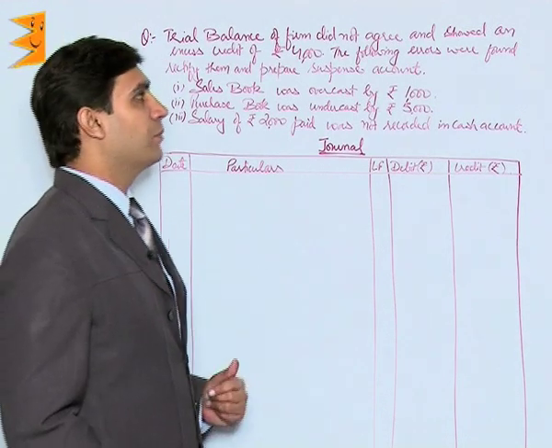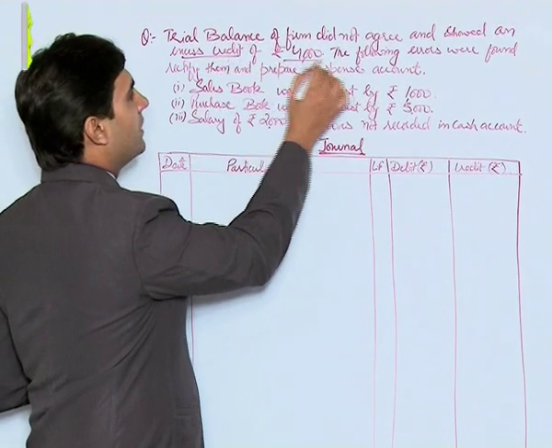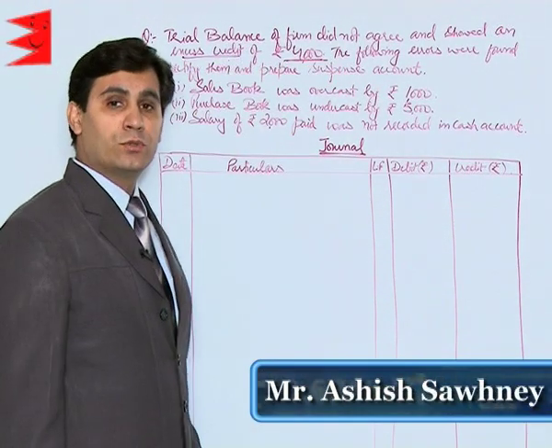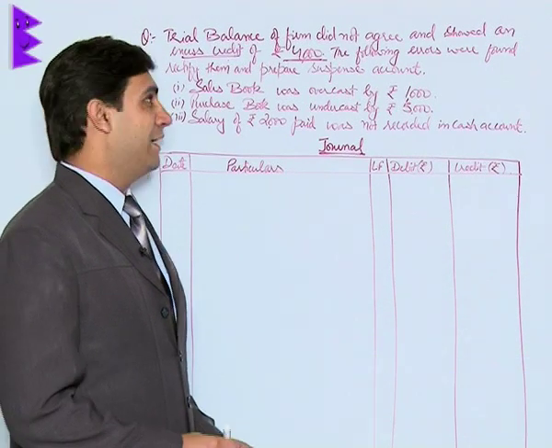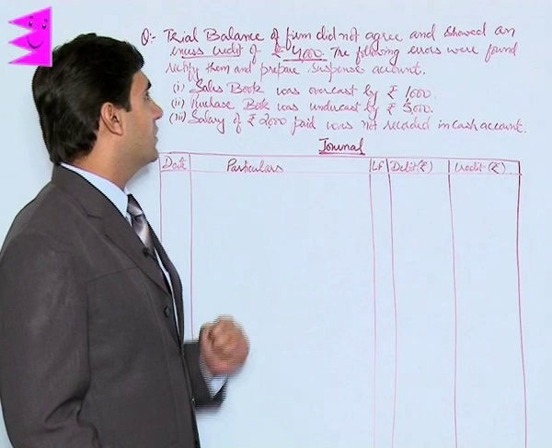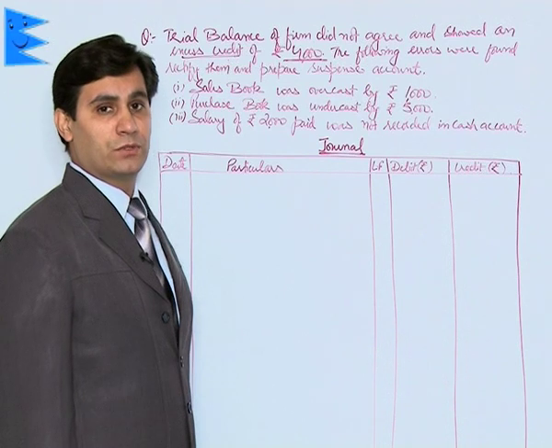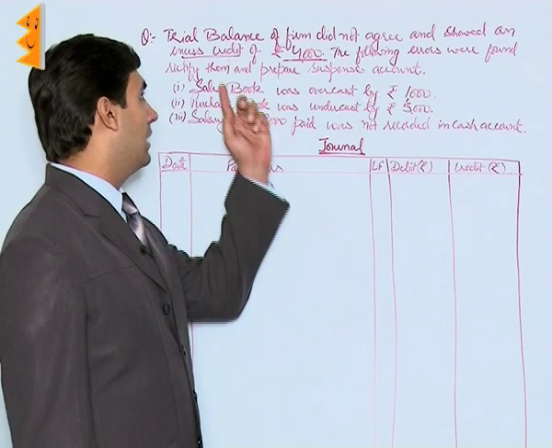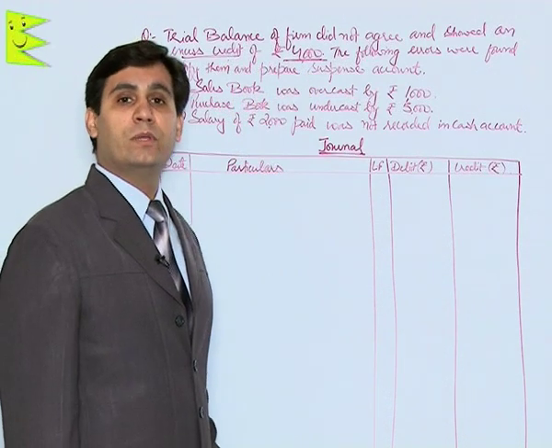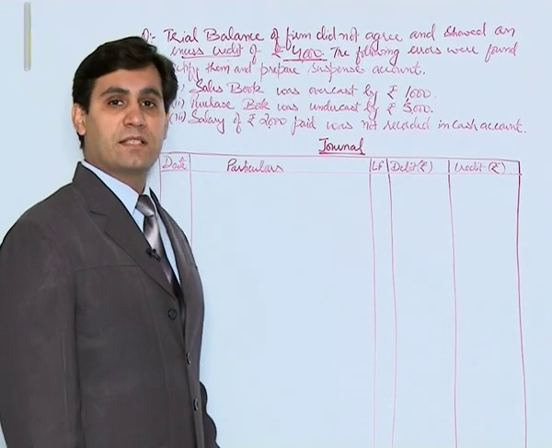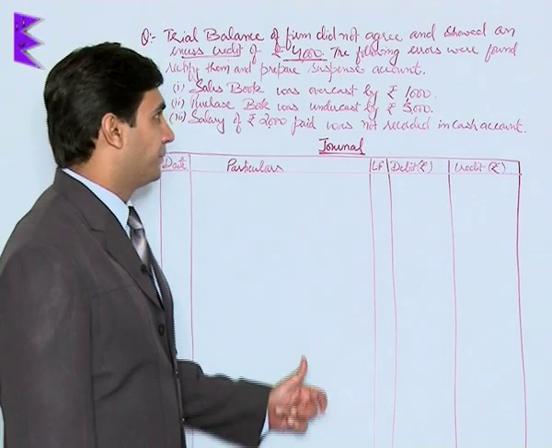The trial balance of a firm did not agree and it showed excess credit of rupees 4,000. So now students, it is given clearly that the trial balance did not agree, and to make it agree a suspense account was created because it was showing an excess credit of rupees 4,000. Since the trial balance was in excess credit by rupees 4,000, the suspense account will be put on the debit side. That is the side which shows the shorter of the two balances or the two totals.